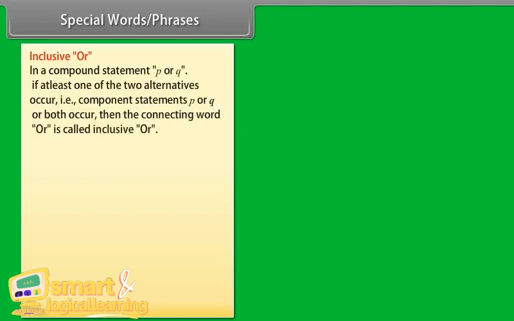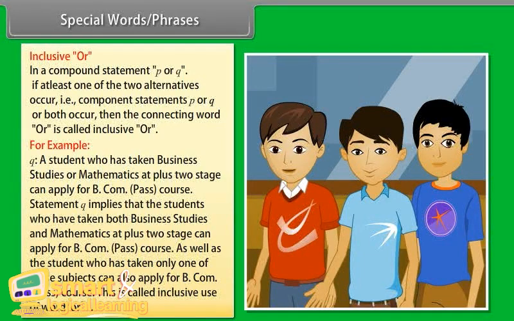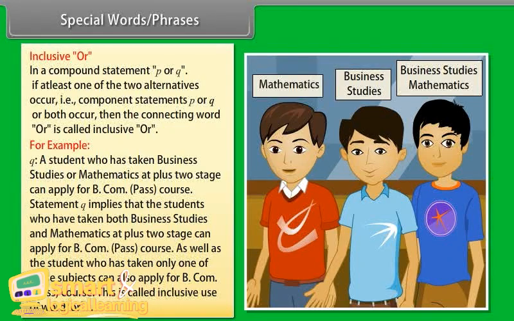Inclusive or. In a compound statement "P or Q", if at least one of the two alternatives occurs, that is, component statements P or Q or both occur, then the connecting word "or" is called inclusive or. For example, Q is a statement that a student who has taken business studies or mathematics at +2 stage can apply for BCom pass course. Statement Q implies that students who have taken both business studies and mathematics at +2 stage can apply for BCom pass course, as well as students who have taken only one of these subjects. This is called inclusive use of the word "or".